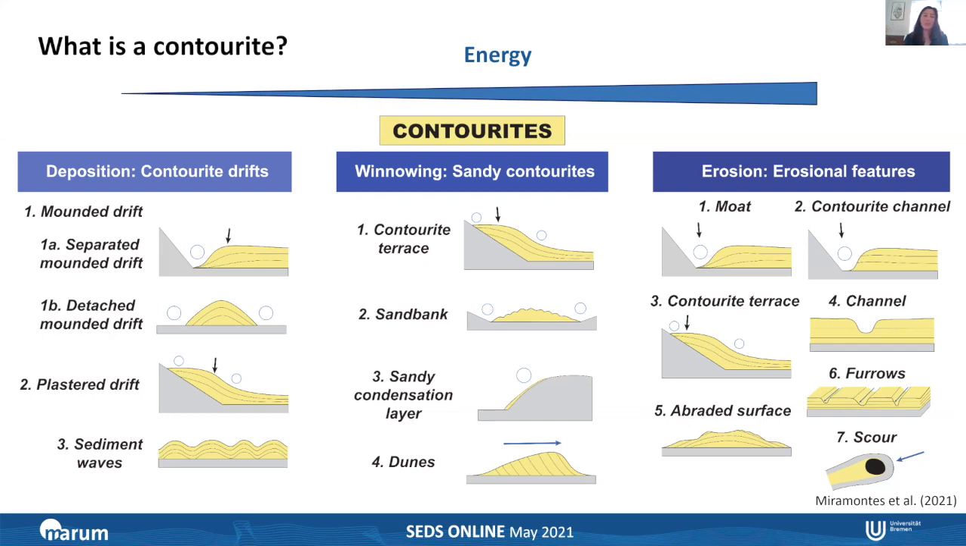They also include sandy deposits that are mainly formed by winnowing of the fine material. And then these systems also include erosional features that we can find in zones where the energy is strong enough to erode the sediment. For example, in this area, we can have furrows, channels, moats, scours.